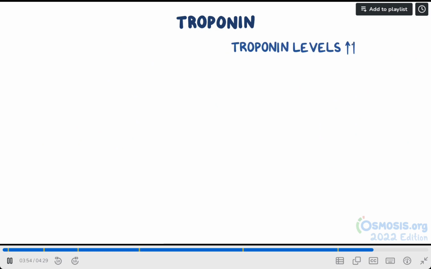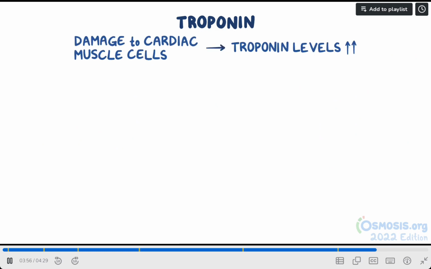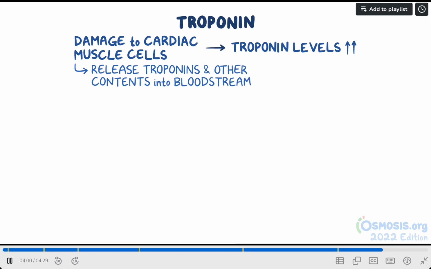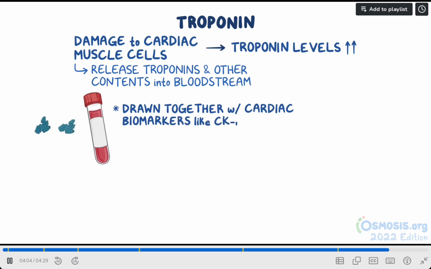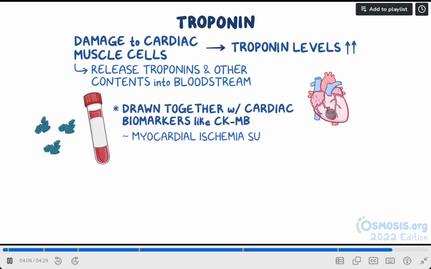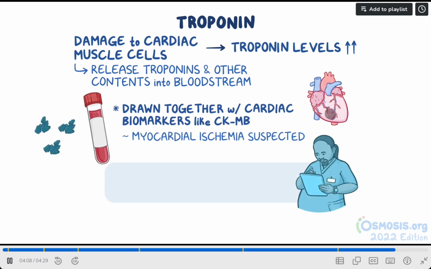Troponin levels increase when there's damage to the cardiac muscle cells, which causes the release of troponins and other cellular contents into the bloodstream. Troponins are usually drawn together with other cardiac biomarkers like CK-MB when a myocardial ischemia is suspected. Nursing implications include assisting with treatment and preventing complications.